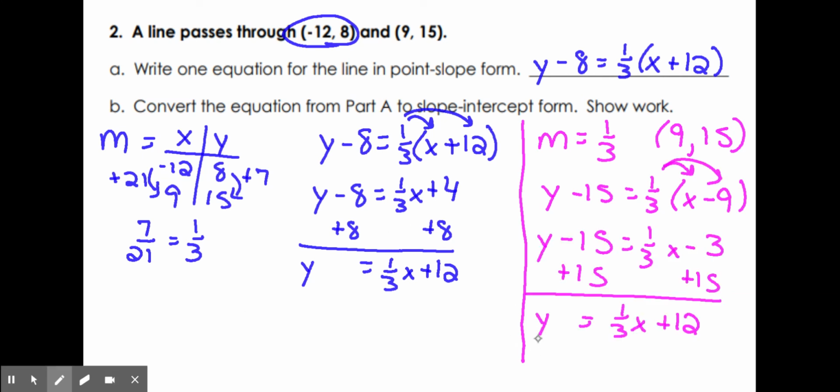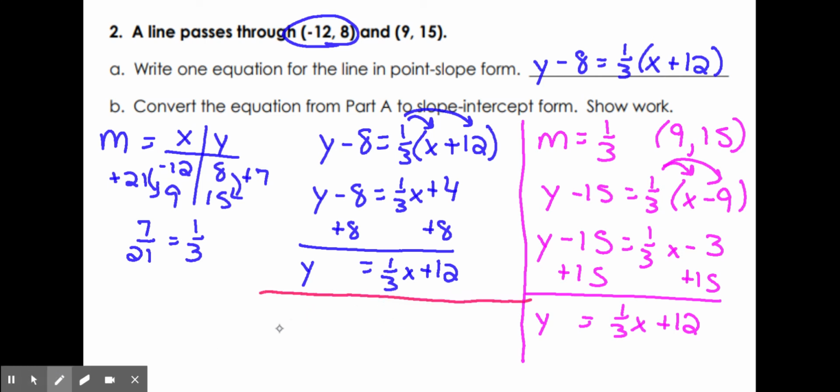What did you get? Did you get y equals 1/3 x plus 12? Okay, so these are the same line. Even though the equation in point slope form looks very different, they have the same slope, they have the same y-intercept.